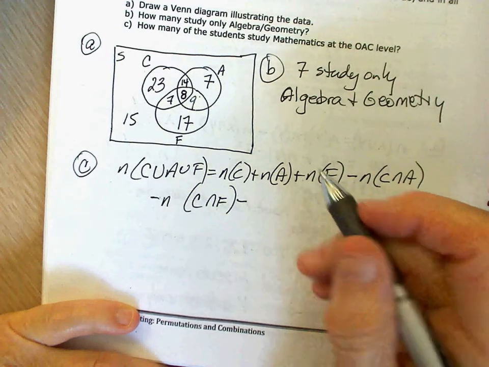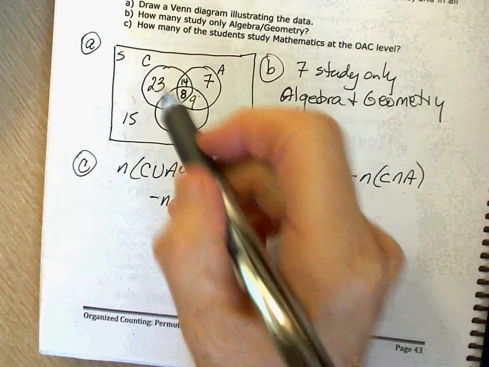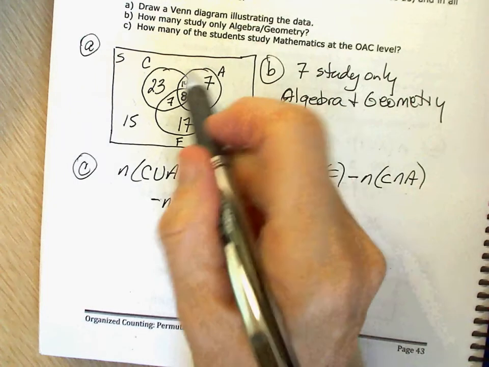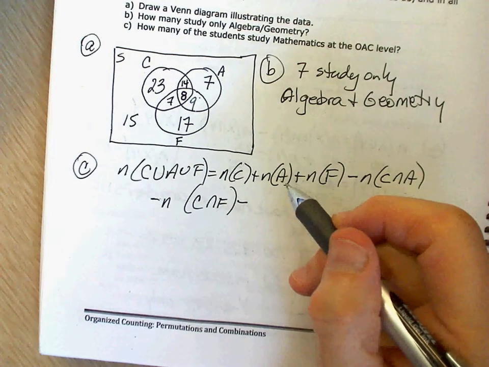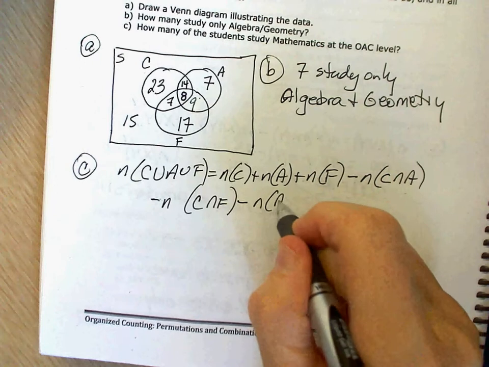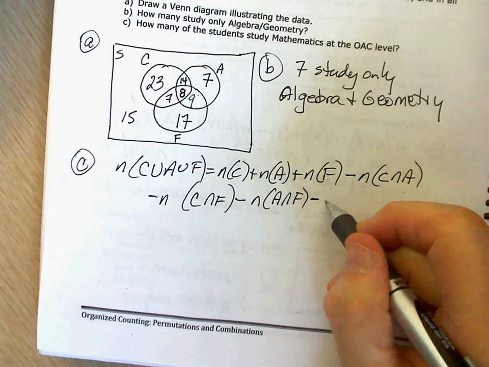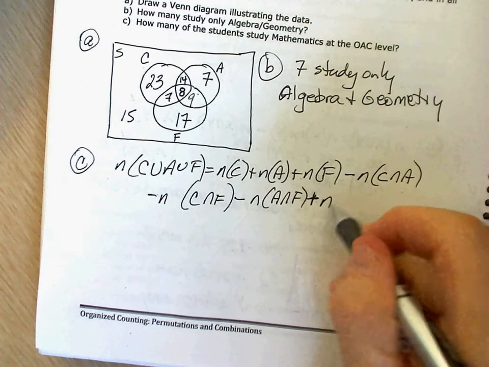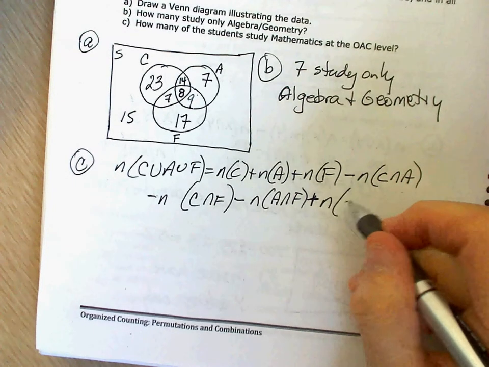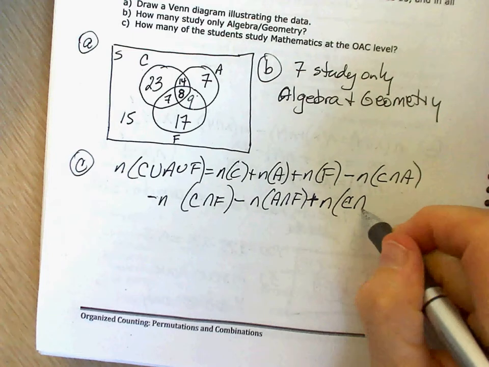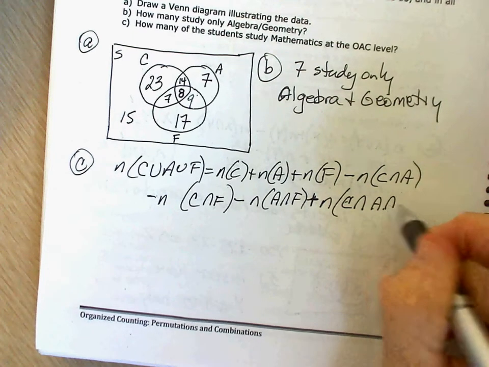Let's see. We got C, A and F. Minus the intersection and all. Oh, add, yeah, plus, you're exactly right. C intersection A intersection F.